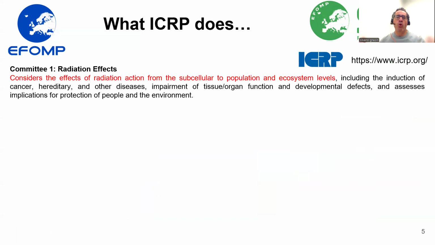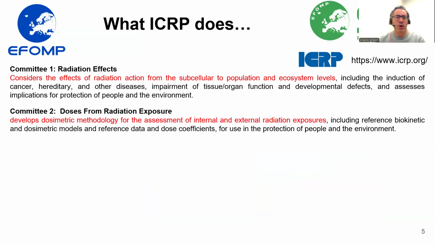ICRP works in a structure composed of different committees. Committee 1 is about radiation effects and considers the effects of radiation action from the subcellular to the population and ecosystem level. It includes the induction of cancer, hereditary, and other diseases. The second committee is about doses from radiation exposure and develops dosimetric methodology for the assessment of internal and external radiation exposure.